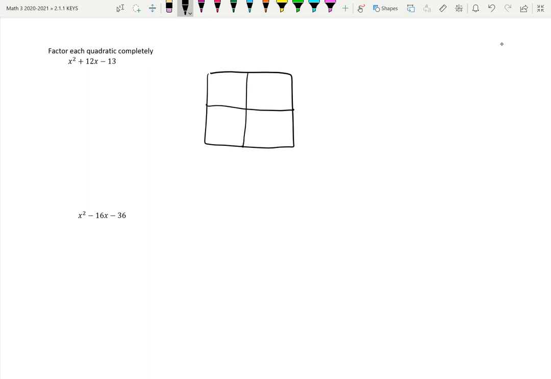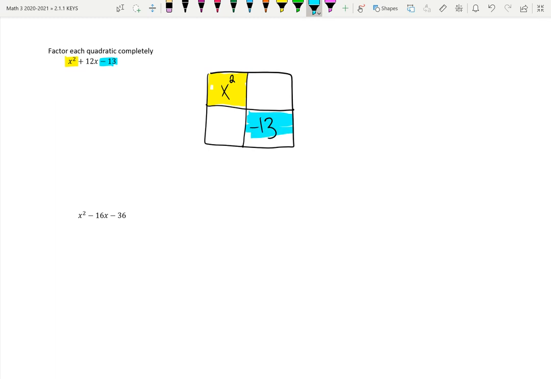So x squared will always go on the top left, and negative 13 is going to go on the bottom right. The reason I put these there is this is my leading term, x squared. This is my last term, negative 13.